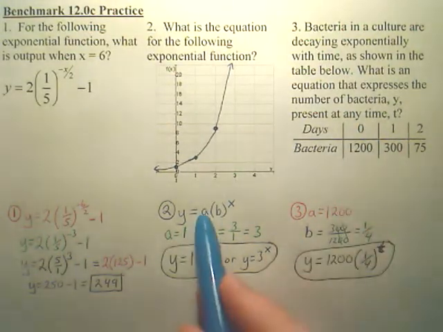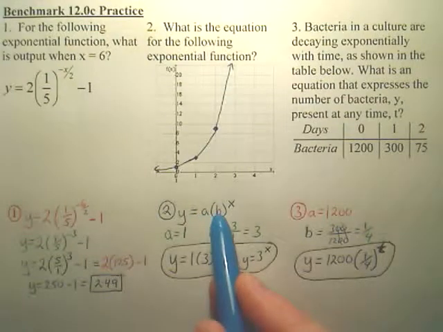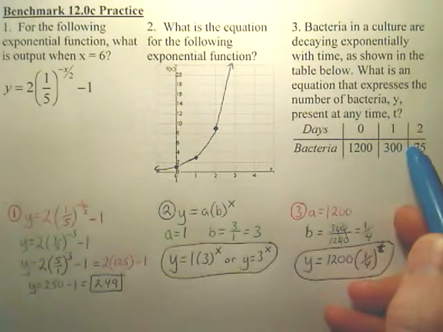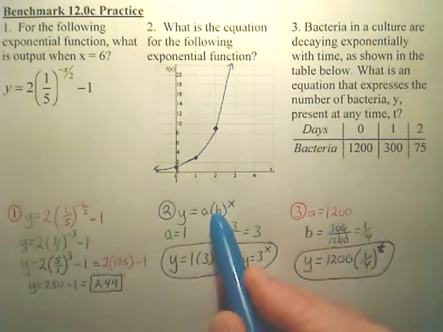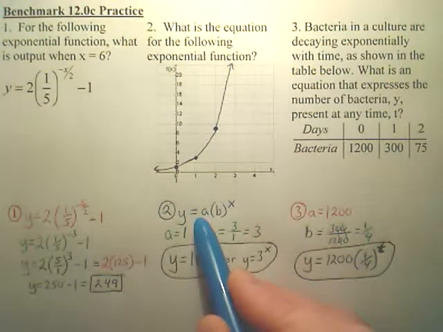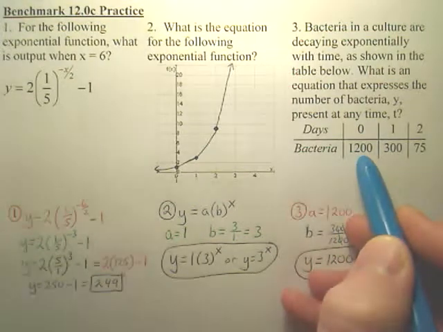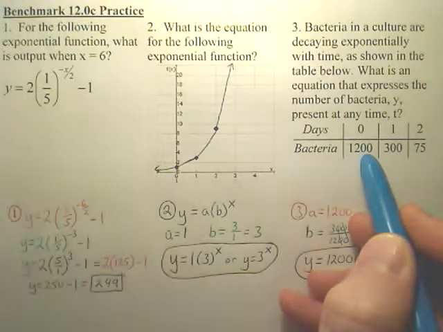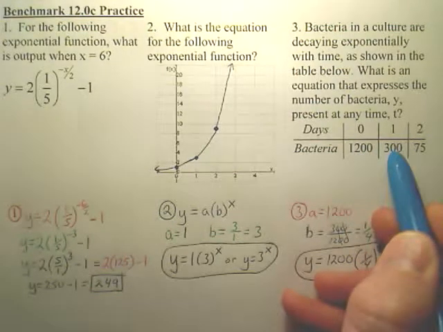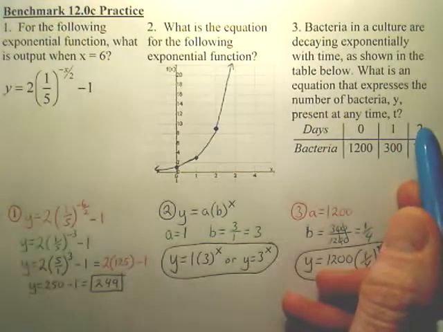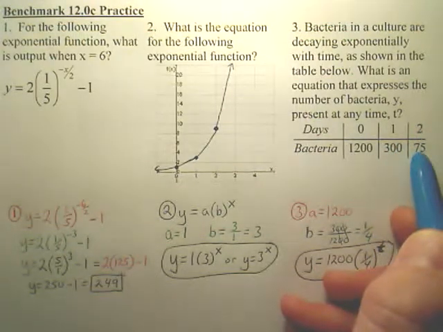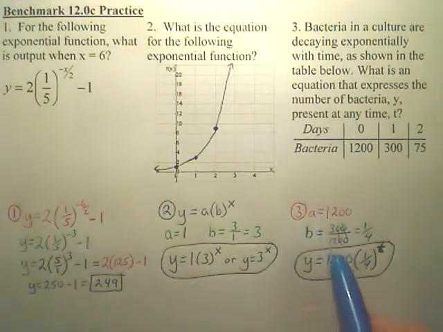If you notice, A is your initial value, B is your growth or decay factor. Now this one's decaying, as it said. It's shrinking. So your B value is going to be a value less than 1, a fraction. Your A value is your initial value. Well, at 0 days, isn't that your initial value, meaning what you started with? When they looked at this particular amount of bacteria in this petri dish or whatever, they had 1,200 of them. And it's decaying, so it's dying away or something. After 1 day, it was down to 300. After 2 days, it was down to 75. So your initial value is 1,200. See right there, your A.